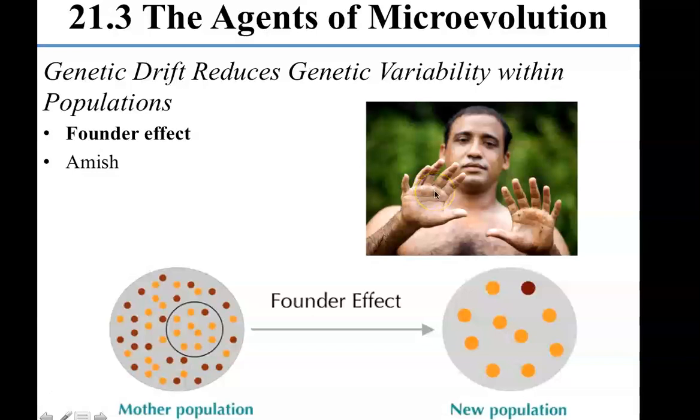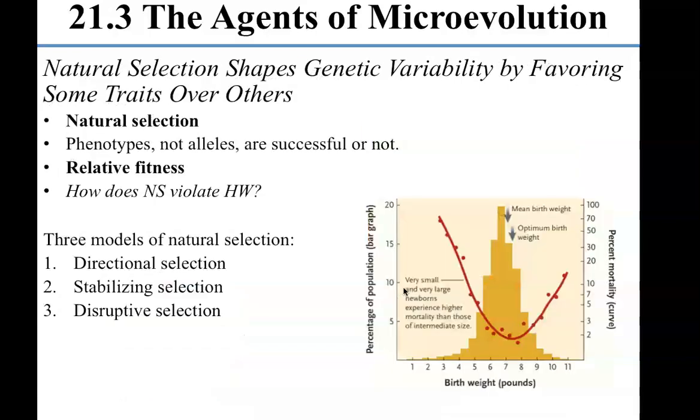Not just 6 fingers on his right hand, like in The Princess Bride. He's got 6 fingers on both hands. So that's similar to what's going on in the Amish population. So these are both syndromes that we see in certain populations that were founded by a random but fairly small group of individuals. All right, natural selection.